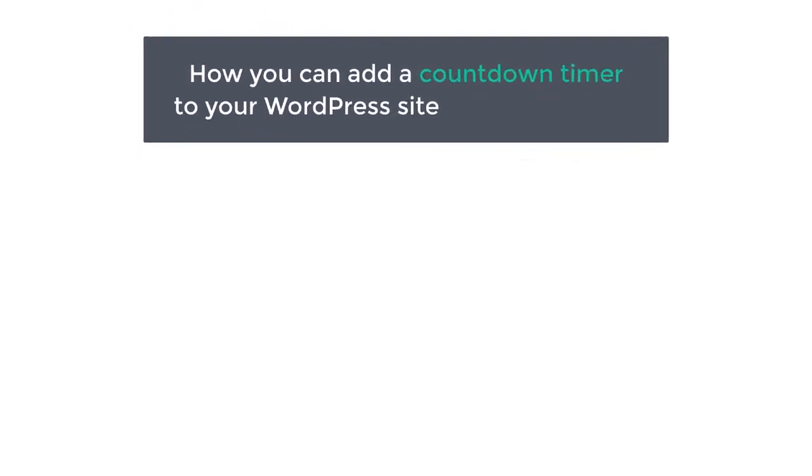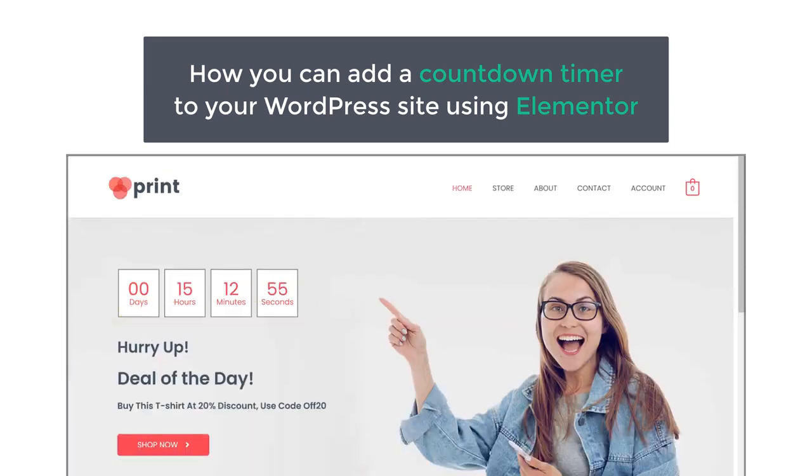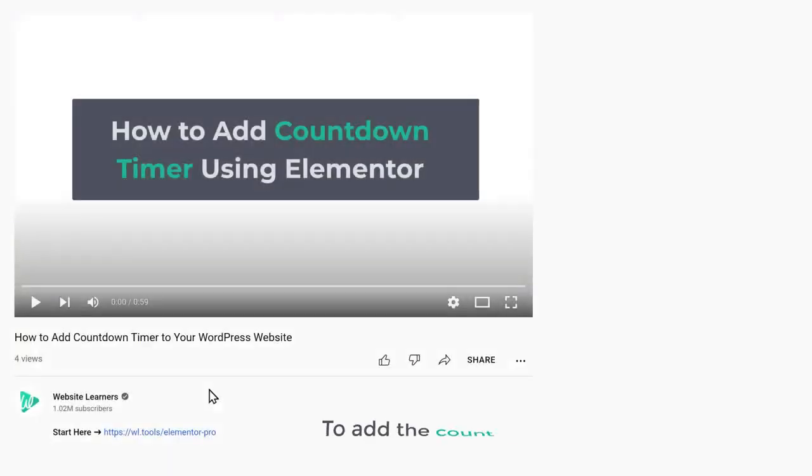In this video, we're going to see how you can add a countdown timer to your WordPress site using Elementor like this. So to add the countdown timer, we need to install the Elementor Pro plugin.